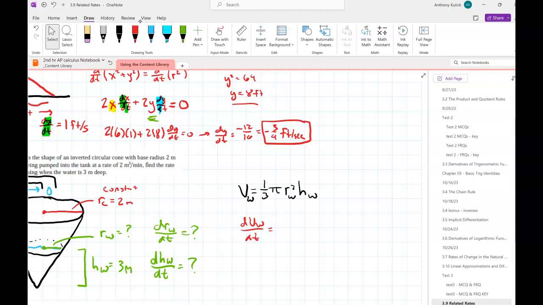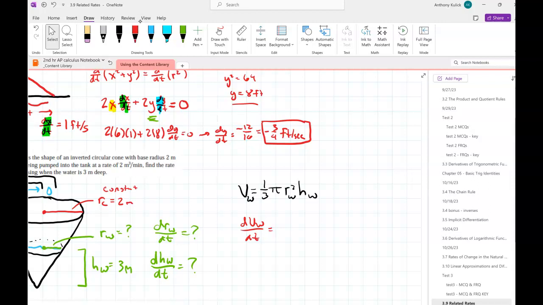Yes, I need to do a product rule there because both RW and HW are variables. Everybody's okay? Who's starting to get a bad feeling about this? Wait, is HW constant? Not until we take the derivative, and then we can plug the 3 in for HW, because that's at a specific time, right? That's at some time t.